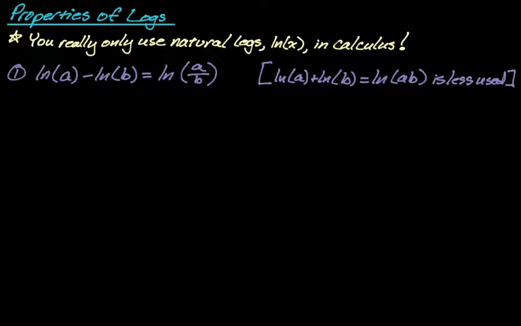Another property, hugely important, a times the natural log of b. So coefficients can become exponents. So a times natural log of b is the natural log of a to the b, or the natural log of a to the b is b times natural log of a. So it works in both directions. You find yourself using it in both directions.